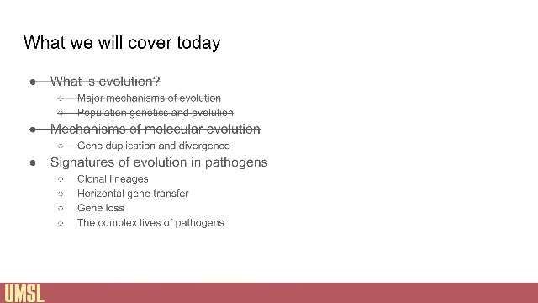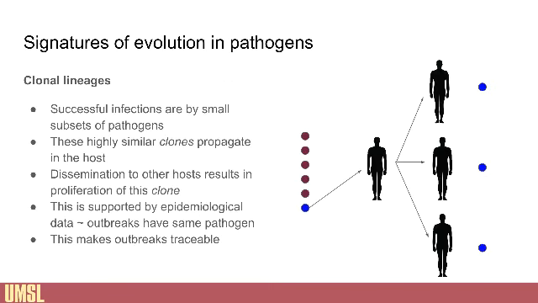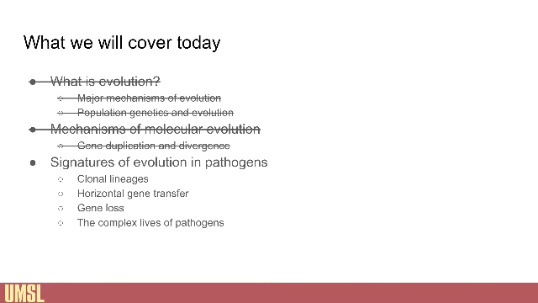Gene duplication and divergence is one of the massive ways that you get new structures from old structures. And so what do signatures of evolution look like in pathogens? But before we do that, I have another question. Okay, so this one is the following.